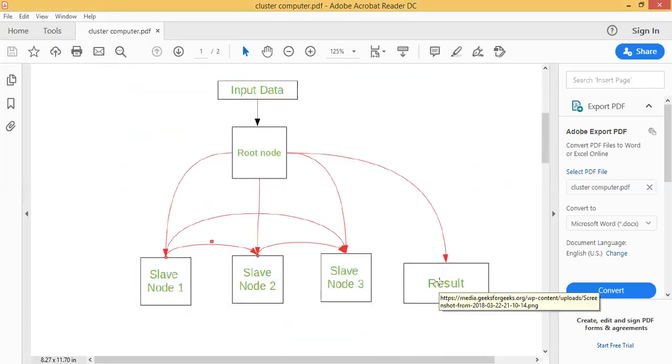Here is a diagram of a cluster computer where input data is transferred into the root node, and then the data is also transferred from the root node to other child nodes or slave nodes, and the result is also produced by the root node.